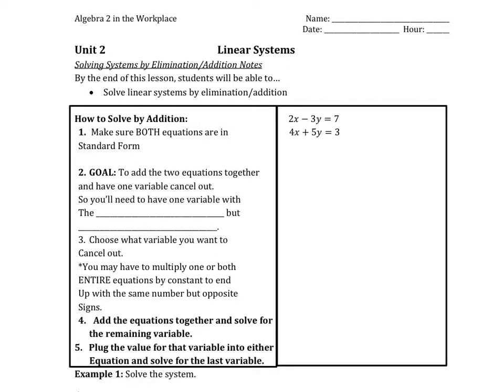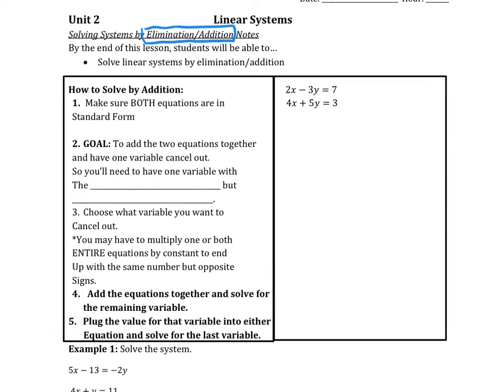Okay, so today we're going to be solving systems by, it's either called the elimination method or the addition method. So just be comfortable with both names. They mean the same thing. So how to solve by addition.